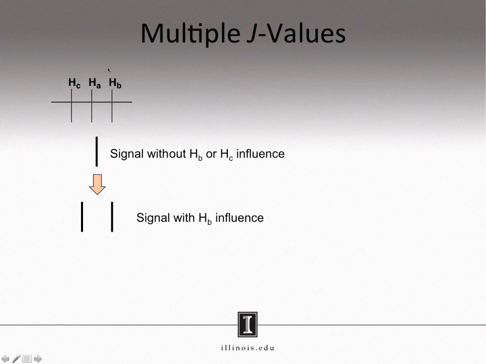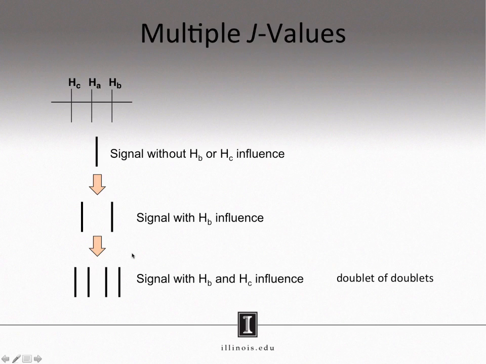We know that, like HB, HC can either be aligned with the magnetic field of HA or opposed to the magnetic field of HA. Therefore, we should see splitting similar to what HB performed. But we already have two peaks, so what should that splitting look like? You would see something that looks like this, where each of these peaks resulting from HA splitting with HB are now split by HC, producing a pair of doublets, or what we call a doublet of doublets.